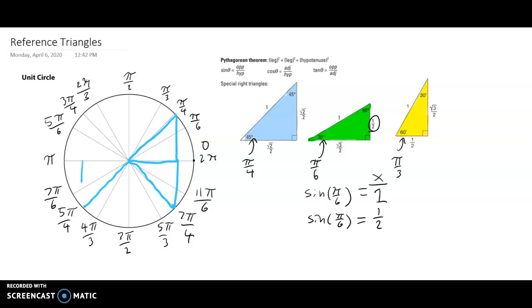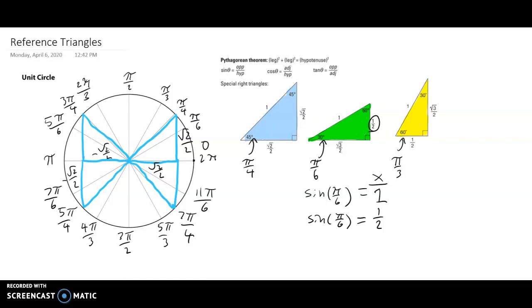All of the pi over 4 angles have the same dimensions. Again, the signs are going to be different. So here in the first quadrant, we have square root of 2 over 2 and square root of 2 over 2. Over here, for instance, this is going to be negative square root of 2 over 2 because we're in the negatives now in the y direction. And this is also going to be negative square root of 2 over 2.